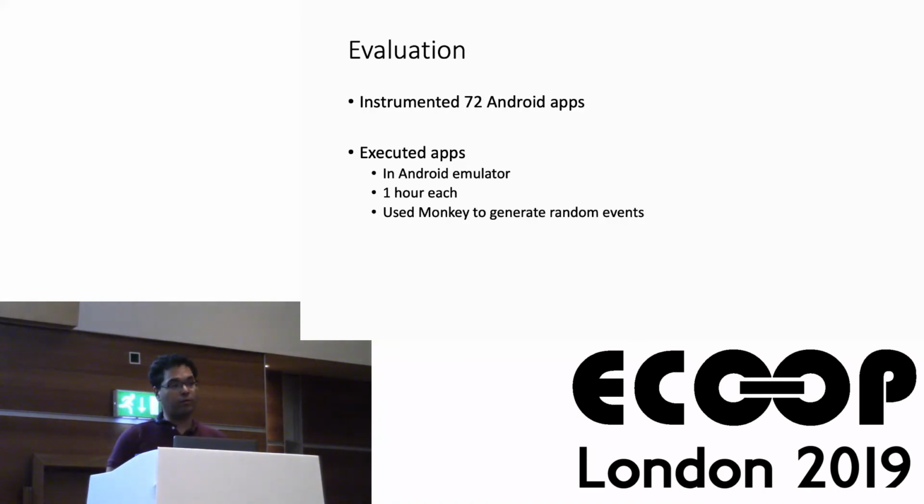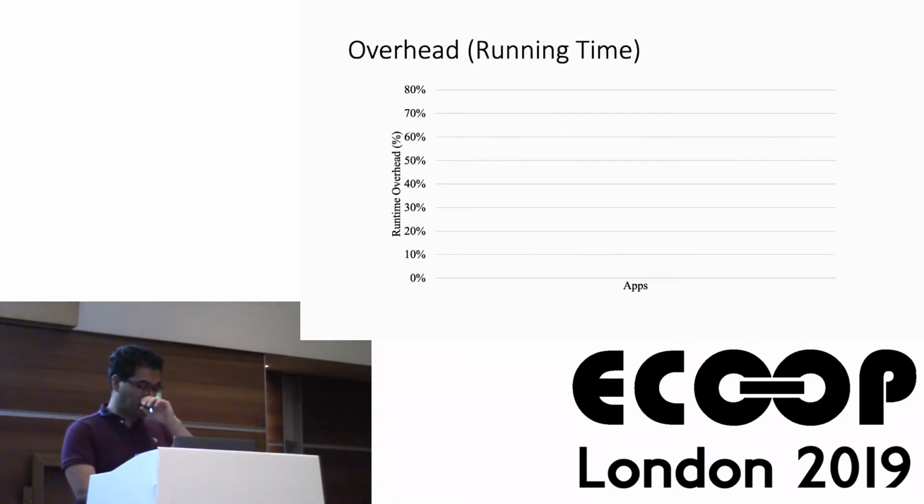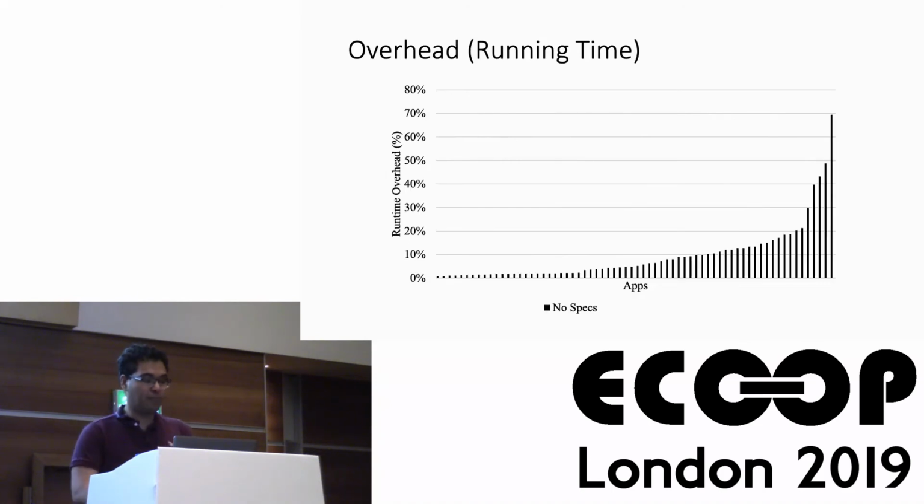So we evaluated our approach on a benchmark of 72 Android apps. We ran each Android app in the Android emulator for an hour using Monkey to generate random events. First we looked at the running time, the overhead of the instrumentation. Here I've plotted a graph of the overheads for the apps in our benchmark. This is assuming that the user has not provided any specifications. As you add specifications, you can actually reduce the runtime overhead.